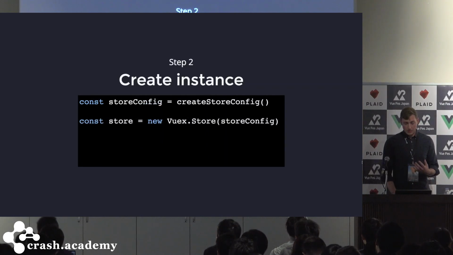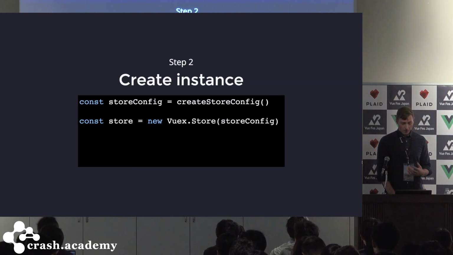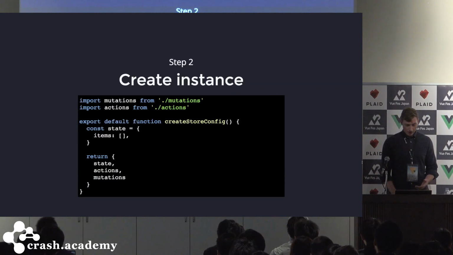But if you're creating multiple Vuex instances, multiple store instances in a test, you should extract that logic into its own function. So rather than inlining the store configuration object, we create a create store config function that returns a new object for you to create the store. And that would look something like this.